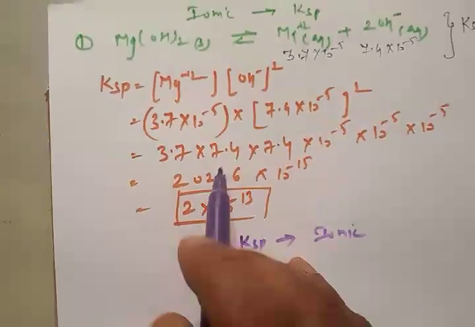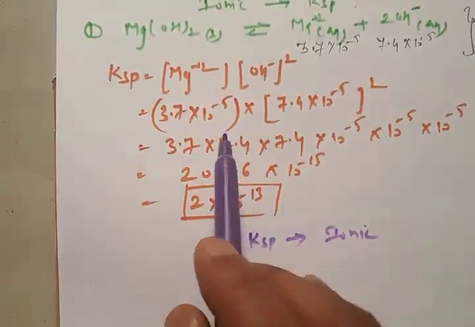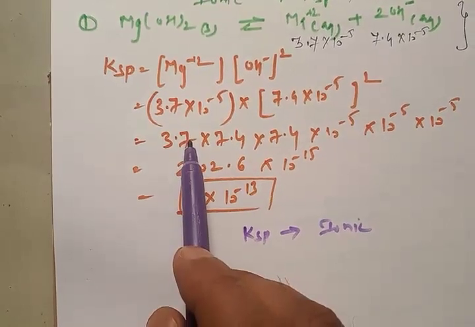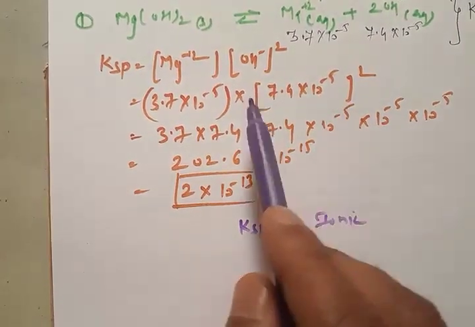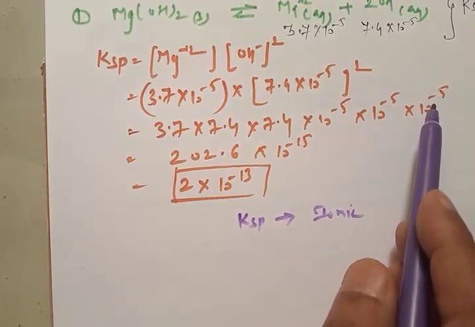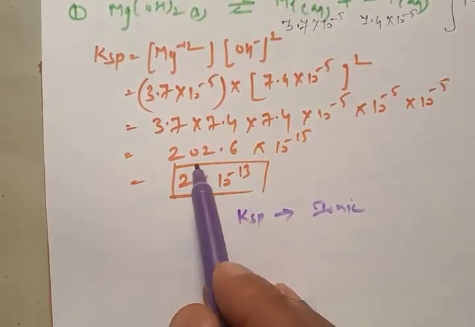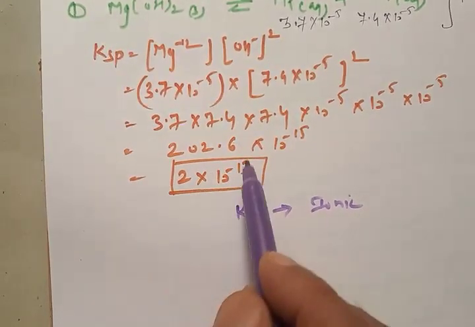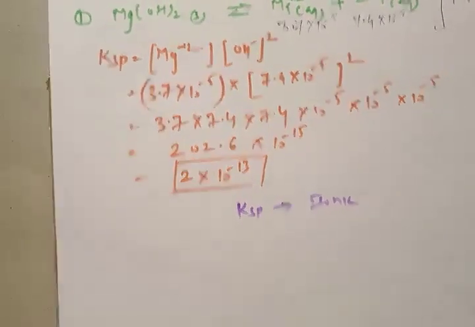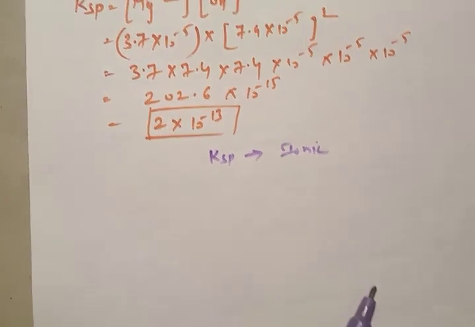This is how we will solve this problem: we have 3.7 here, then 7.4 twice, and the powers of 10. By calculating these we'll get 202.6 × 10^-15, and then you can write this in this pattern also. So this is how you can solve this problem.